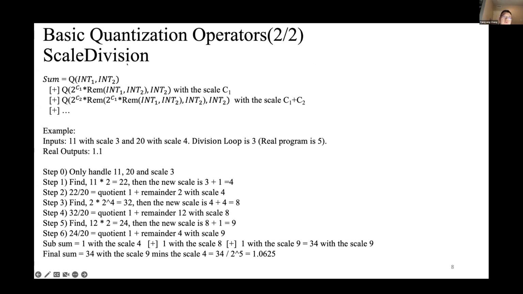And now we move to the more complicated part, to talk about the scale division. Why do we need to redo the division? Because the division is very hard to achieve in hardware design. Normally you have to have several iterations to get high precision. So in the quantization, we have to redesign the scale division. So here is the function.